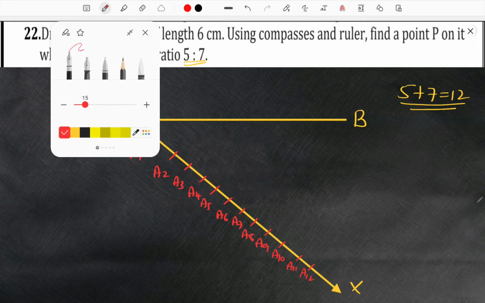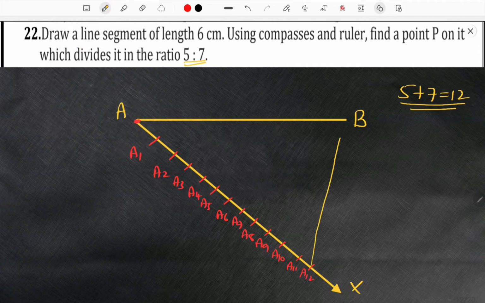After doing this, you have to join A12 and B. Look at this, let us join them together here. After joining this, again you have to bring your compass at this point, keep the compass here and draw an arc. With the same length of the compass, go to the fifth point because it is 5:7, right? Keep the needle there and draw the same arc. Then measure this with the needle and pencil, and cut it.